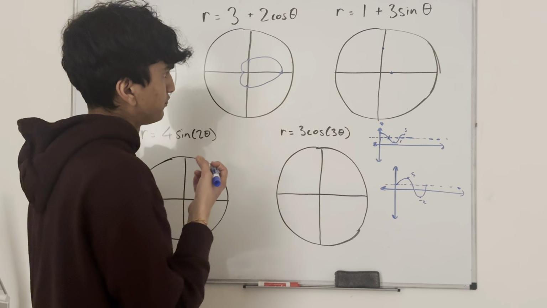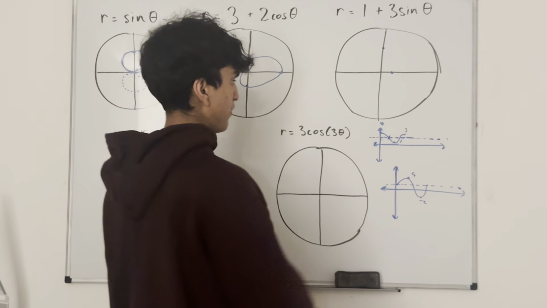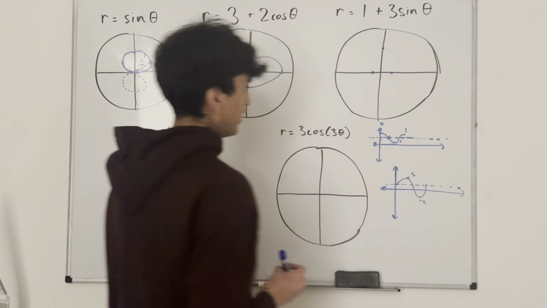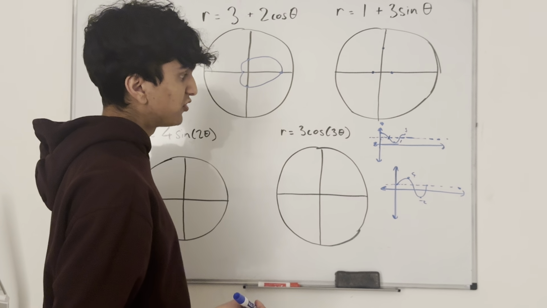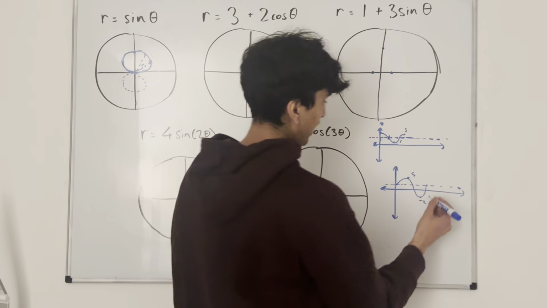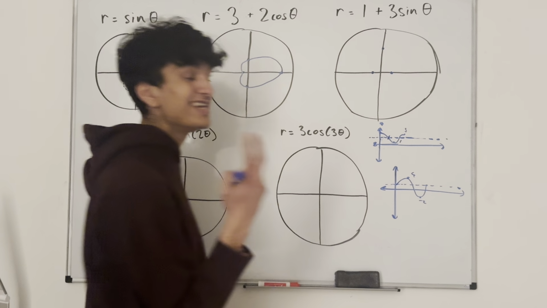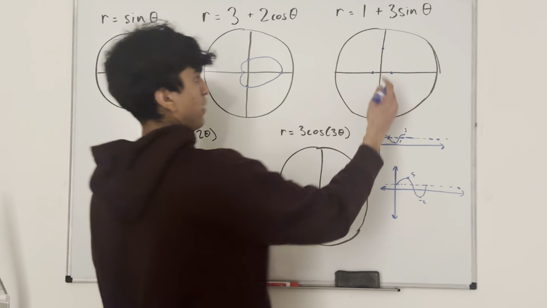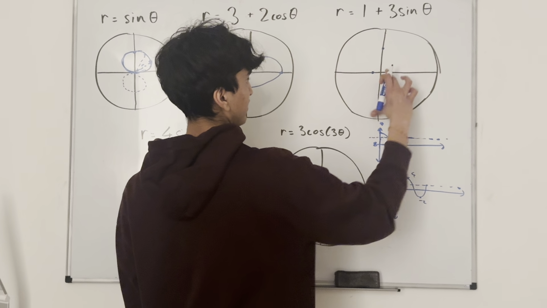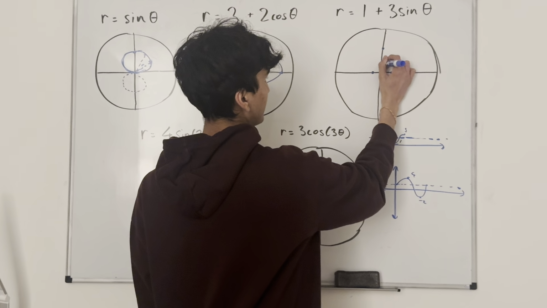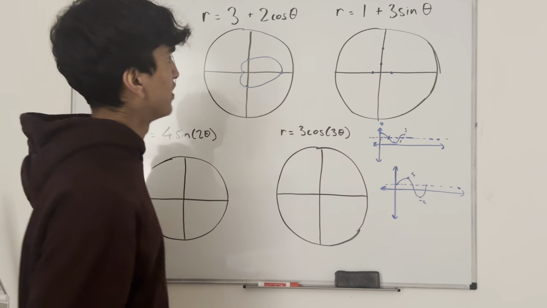And then at pi, I'm back to my midline, which is like this. And now, this is really interesting. At 3 pi over 2, I'm at negative 2. So I'm at 3 pi over 2, which is like this line right here, and then I go negative 2, I go the other way. So how would that look when I connect the dots?